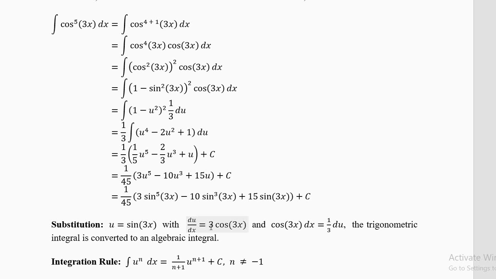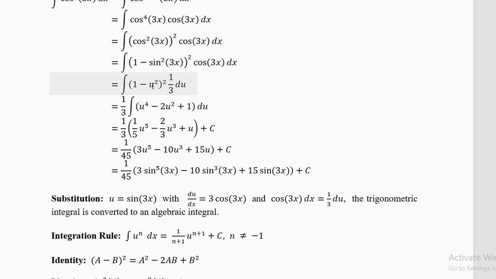You'll get du by dx equal to 3 cos 3x, and cos 3x dx equal to 1 by 3 du. So you'll get 1 minus u square whole square into 1 by 3 du, because we have to convert both the function and the dx also. You'll get 1 over 3 du. Now open this bracket using one of the identities on page 1. You'll get u power 4 minus 2u square plus 1.